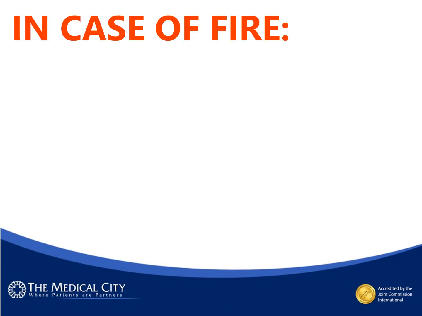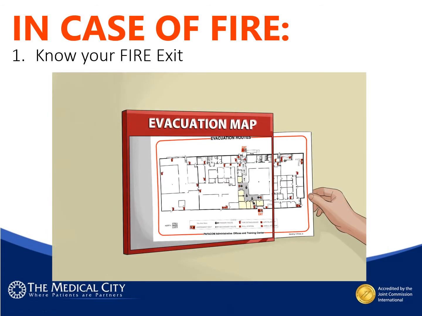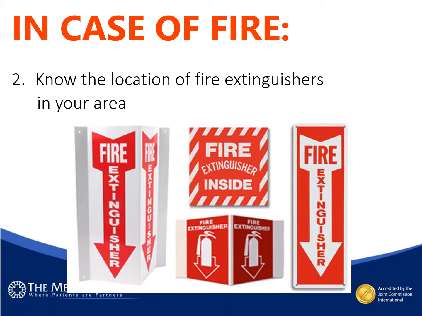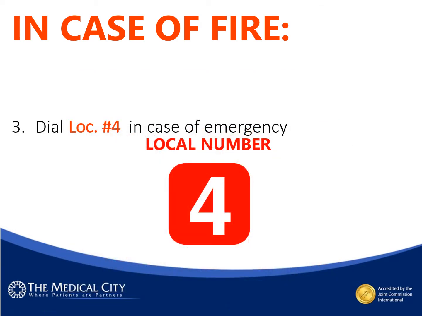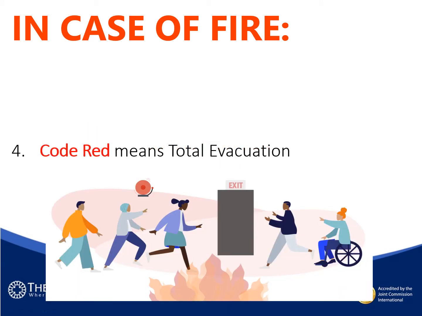In case of fire: 1. Know your fire exits. This is the safest area during a fire because it is pressurized. 2. Know the location of the fire extinguishers in your area. 3. Call operator by dialing local 4 to alarm the GDRT. 4. When staff hears code red, it means total evacuation. It will be announced 3 times.